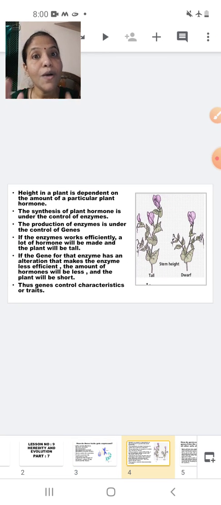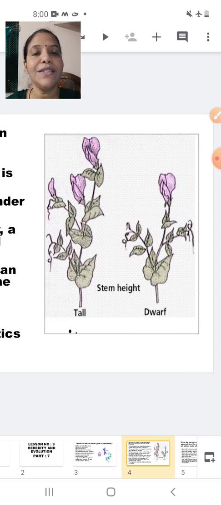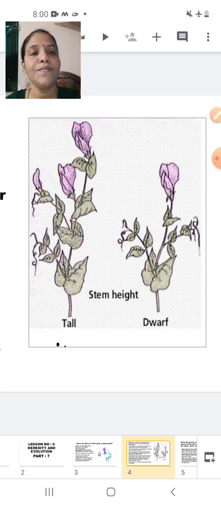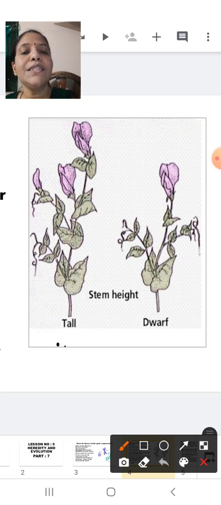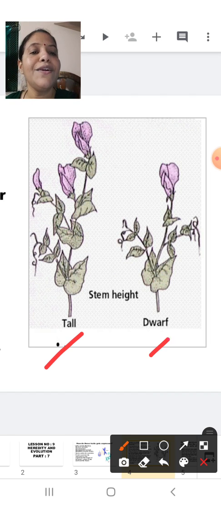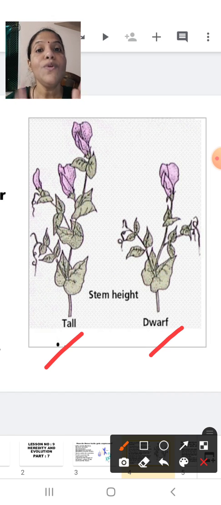Now we will see how the height of a plant is controlled by a gene. So for that, let us enlarge this particular picture. So students, this is the picture of the pea plant. So you can see a tall pea plant and here you can see a dwarf pea plant. Okay, so now let me tell you how the height is controlled by a gene.